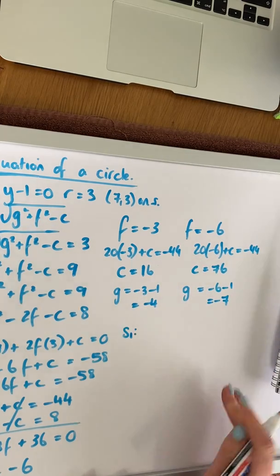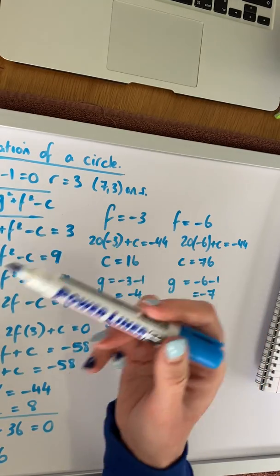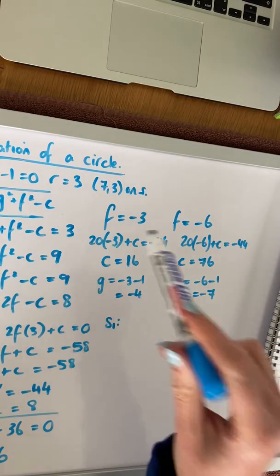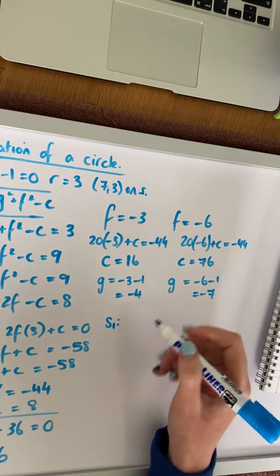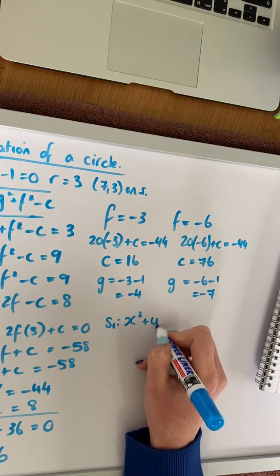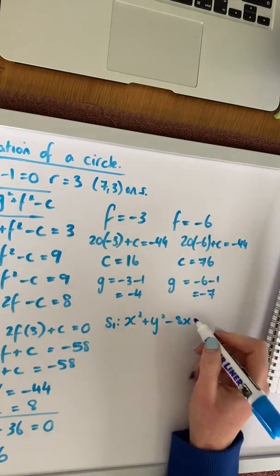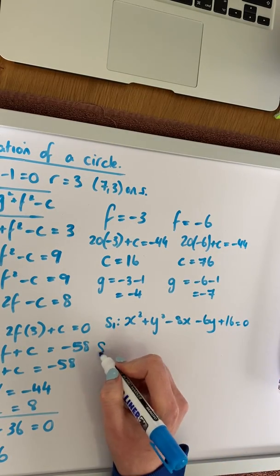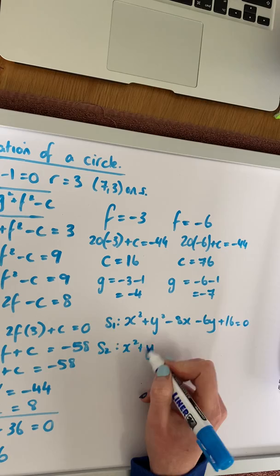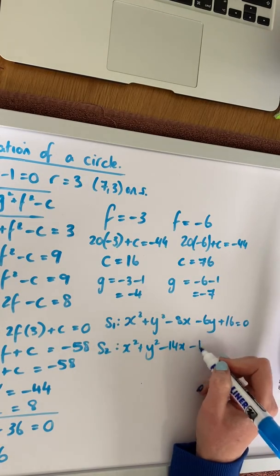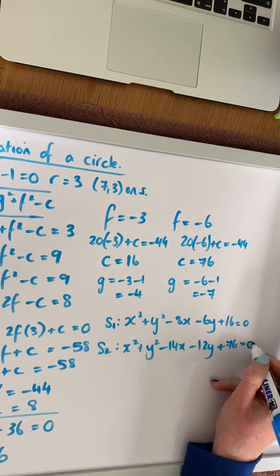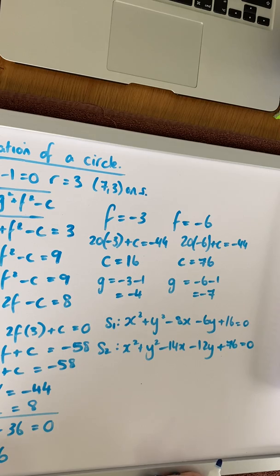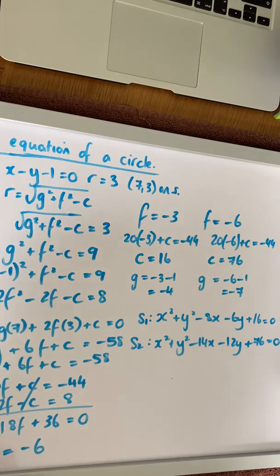So we have two circles that satisfy our original three conditions: a center on the line x minus y minus 1 is equal to 0, a radius of 3, and the point 7,3 is on the circle. So therefore we can have x squared plus y squared minus 8x minus 6y plus 16 is equal to 0. Or we can have circle 2, x squared plus y squared minus 14x minus 12y plus 76 is equal to 0. So a little bit more complicated in terms of your working out, but we're using all of the information that we know already, substituting points into the general equation of a circle, or the radius formula, the fact that the center is minus g, minus f.